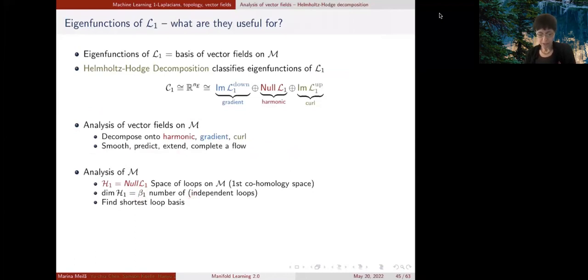But first, let me remind you that the eigenfunctions of the Laplacian represent the basis for the vector fields on a manifold. And even though this is trivial, the interesting thing is that every eigenfunction can be classified as one of these 3 classes. These are the gradient vector fields. These are the curl vector fields, and the null space of the Laplacian is the harmonic vector fields. And the dimension of this space is the number of independent loops on the manifold. For instance, the torus will have 2.